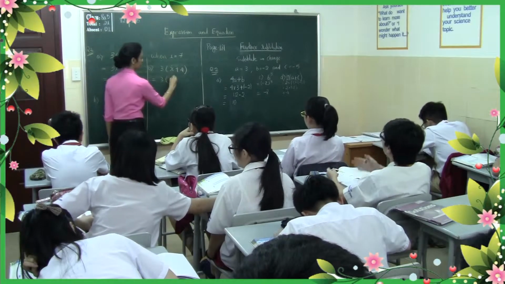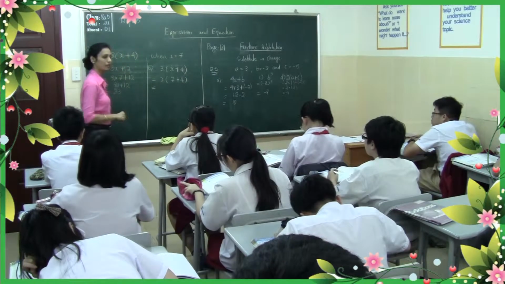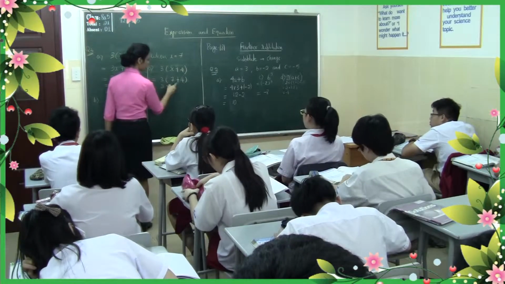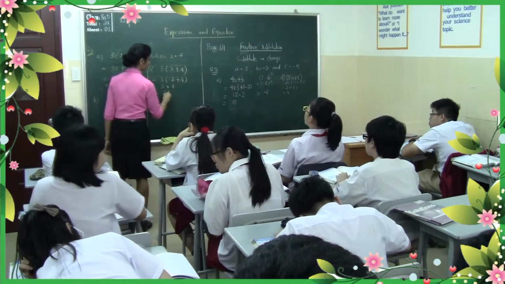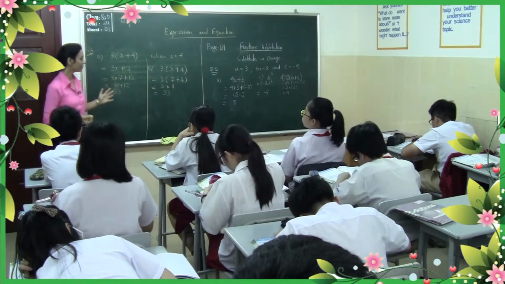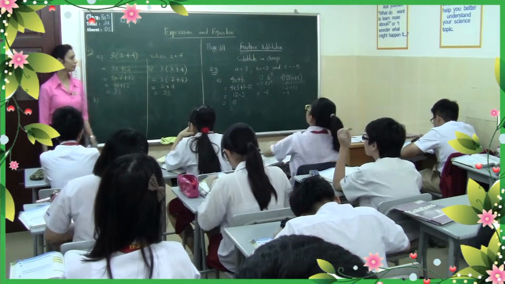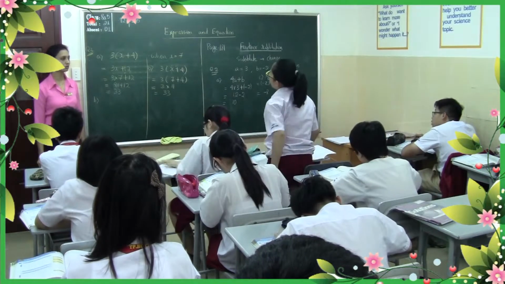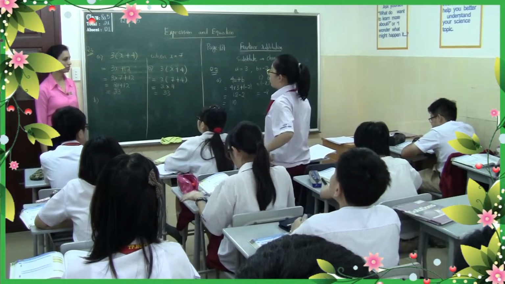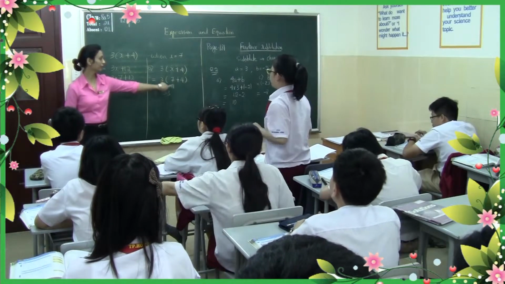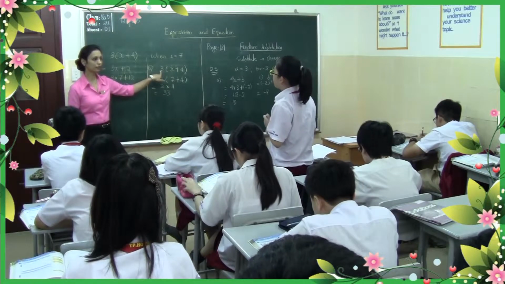How much is this? 7. Plus 4, right? How much is this one? 33 also. 3 times how much is this? 11. Done. What is the difference between these two, A and B? Yes, what is the difference between these two? This one, right? We calculate whatever is inside the bracket, then after that multiply with 3.